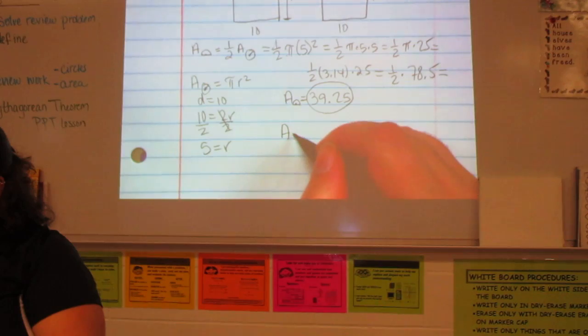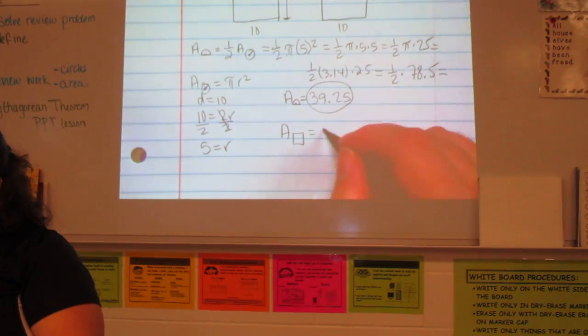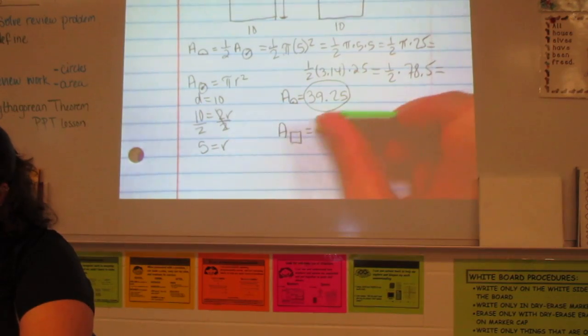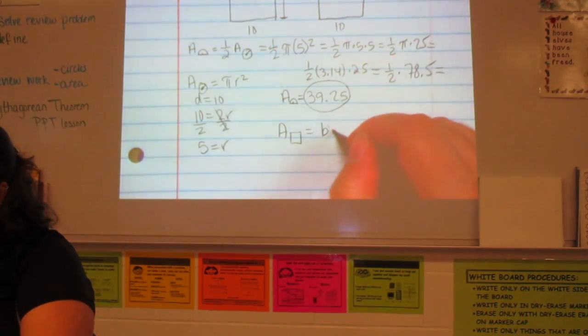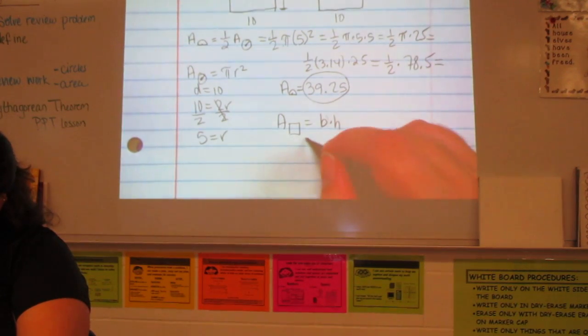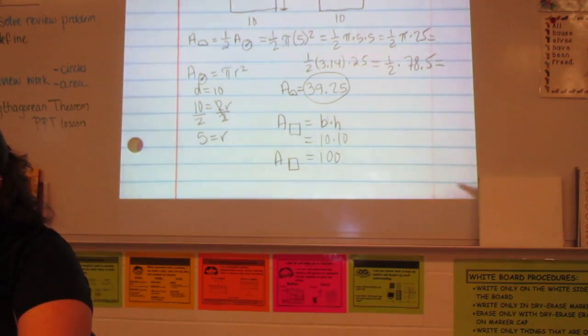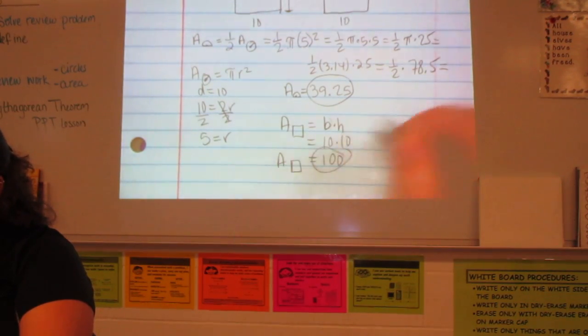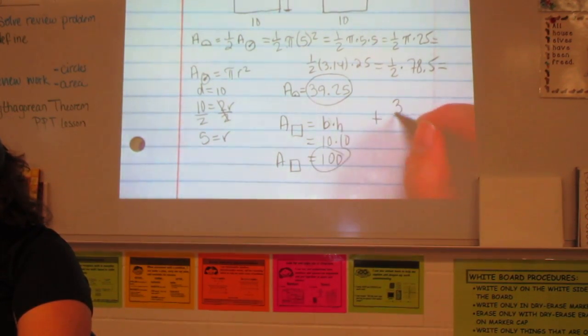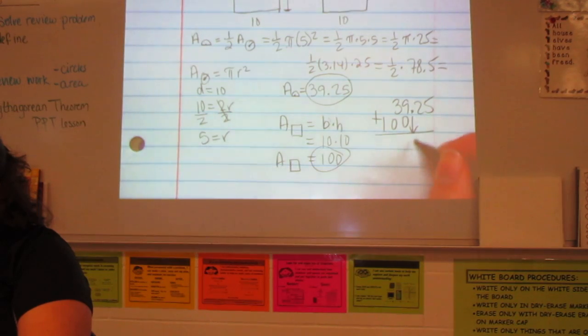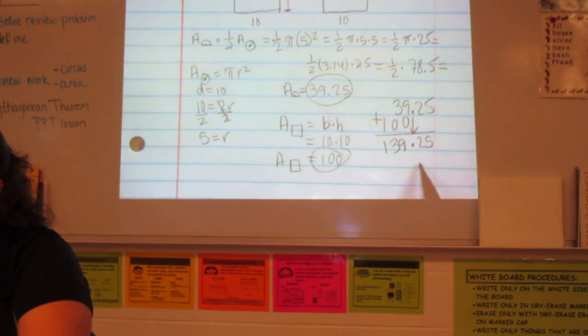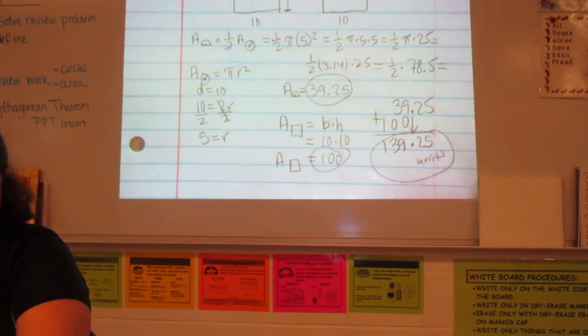Now I need the area of my square. It's a square because both sides are the same. I know it's base times height. I'm going to write my formula first. And here, base times height, they are the same measurement. So the area of my square is 100. Now I'm going to add the totals. 39.25 plus 100. I bring my decimal straight down, and I get 139.25 square units.